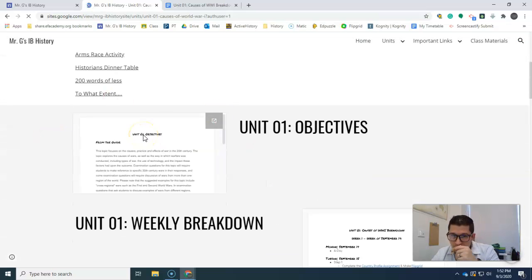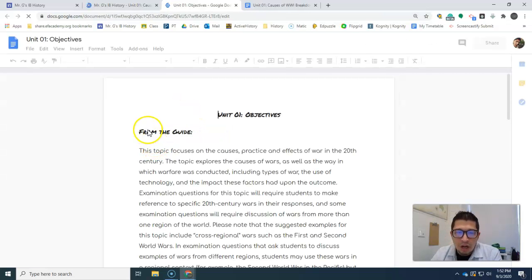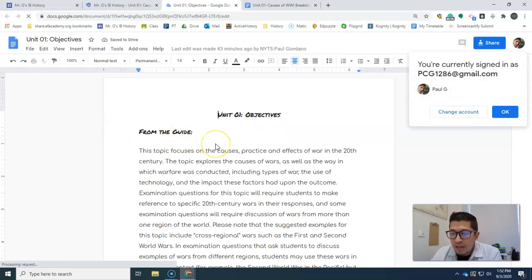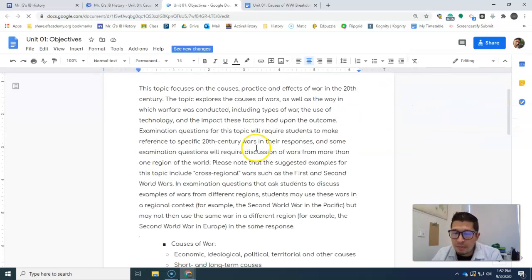Click here, you can get the unit objectives. I always recommend taking a look at these. What I mean by "from the guide" is I literally copy and paste this from the IB history guide.